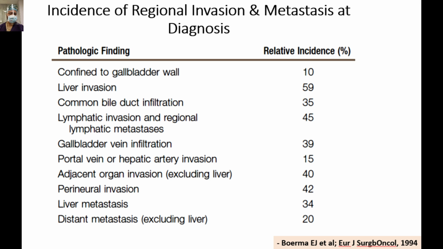for super specialty examination. The relative incidence of regional invasion and metastasis at diagnosis: 10% are confined to the gallbladder, liver invasion is seen in 59%, common bile duct infiltration 35%, portal vein or hepatic artery invasion 15%. So in different series, this is the rate. And you have to understand that only 10% will be confined to the gallbladder, and others will have invasion of other structures like liver, common bile duct, lymphatics or liver mets.